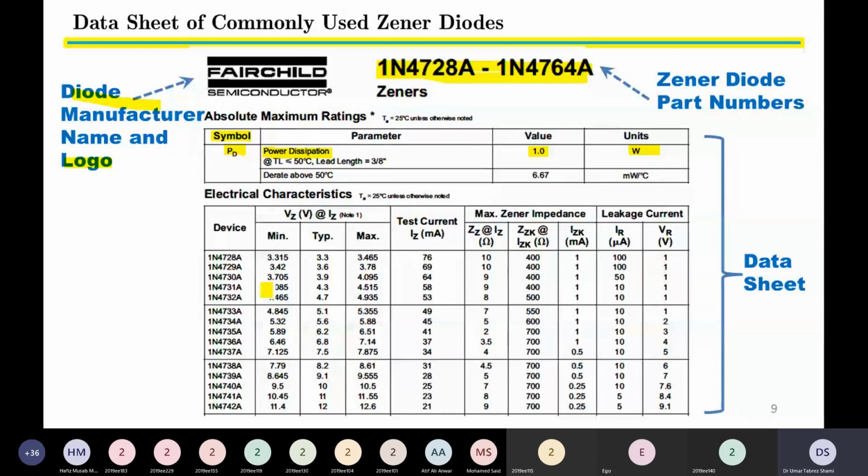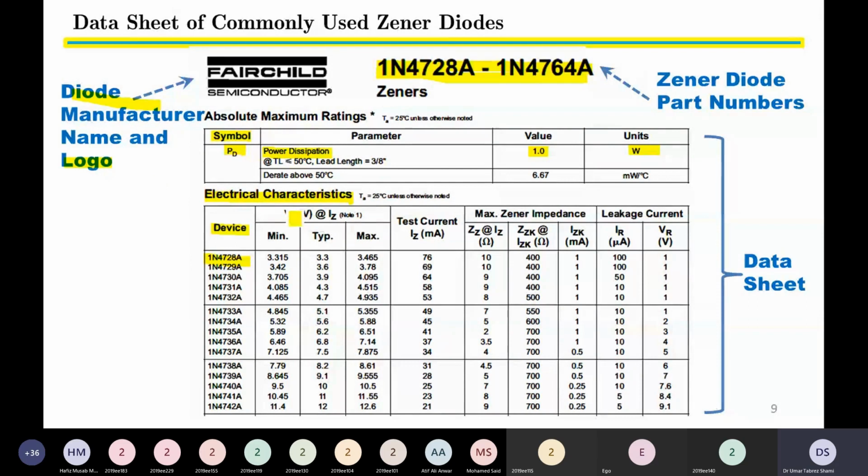Then after the absolute maximum ratings, there is the electrical characteristics. The electrical characteristics first declare the device model number. For example, the first model number 1N4728A represents the Zener diode model number itself, or Zener diode part number as available on the practical Zener diode. So we will have a number written on the Zener diode, and this number will help us to find the various parameters of the same Zener diode.